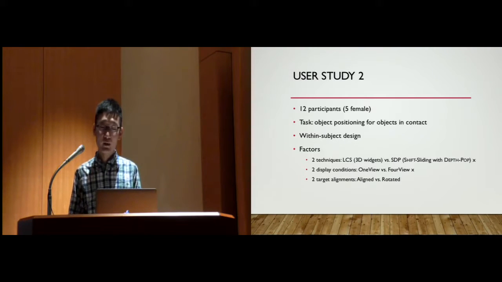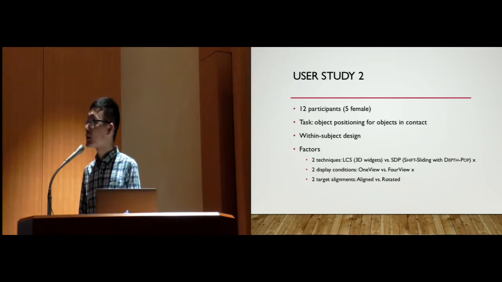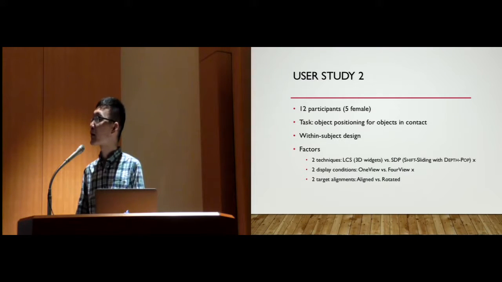So in the second study, we tried to evaluate shift sliding with depth pop enabled. Again, we have 12 participants. We have a 2x2x2 within-subject design, but the task here is object positioning for objects in contact. So the two techniques become widgets and shift sliding with depth pop enabled, and the rest of the conditions are the same as study 1.